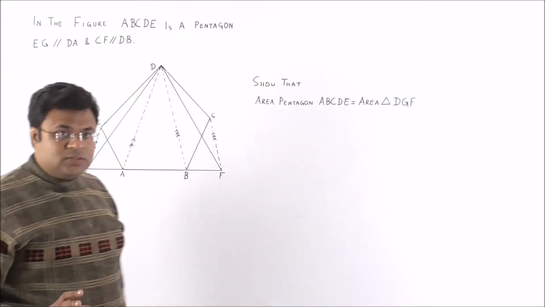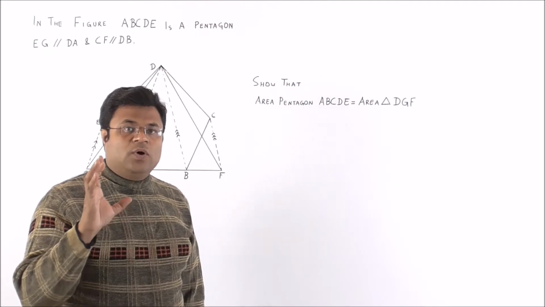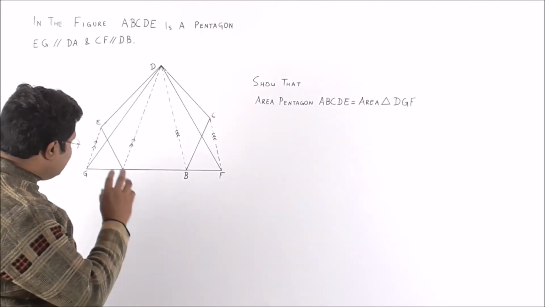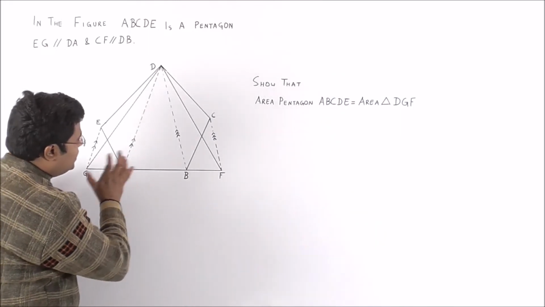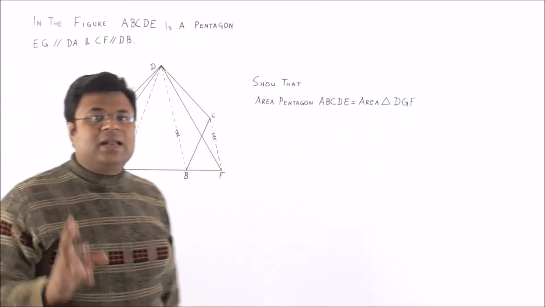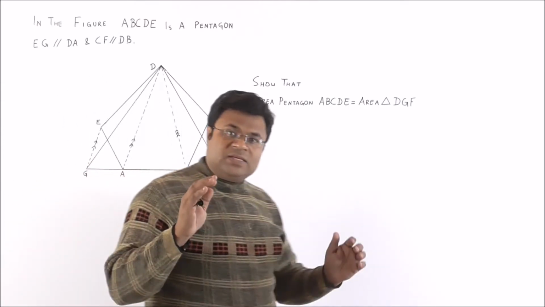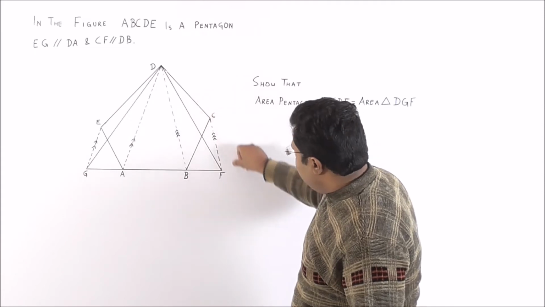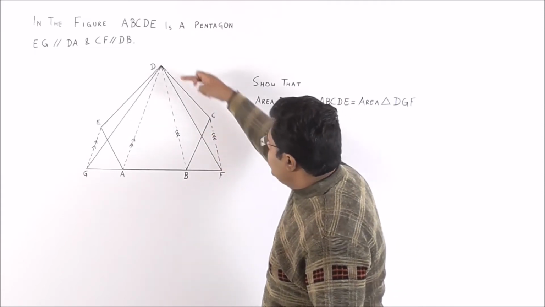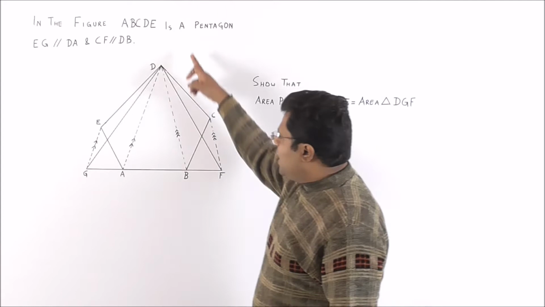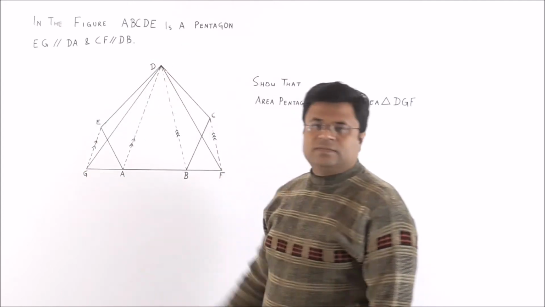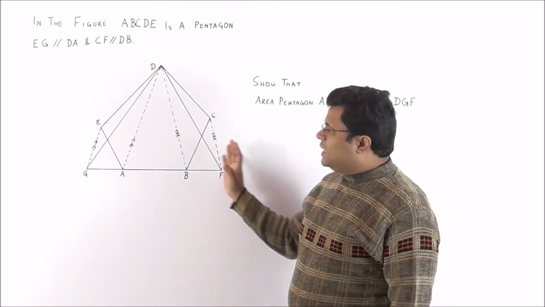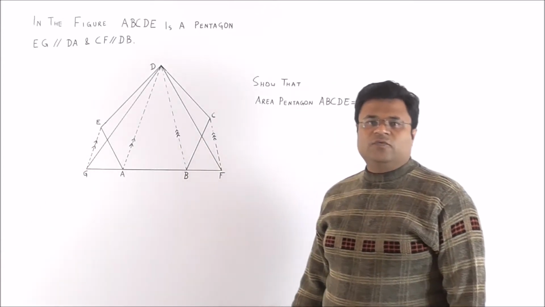Now for that, we just want you to think how we can get things going between the parallel lines. So the concept where you need to be more watchful is what's happening between CFDB and DAEG. Right? In the next part, we'll show you what are the exact steps of the proof.